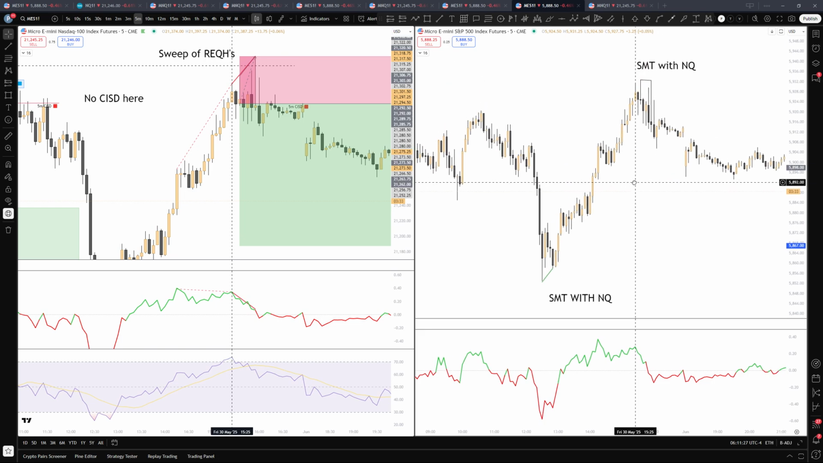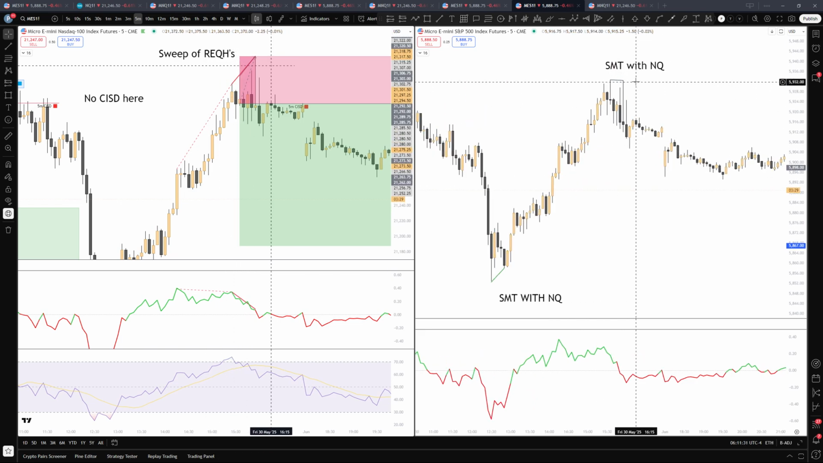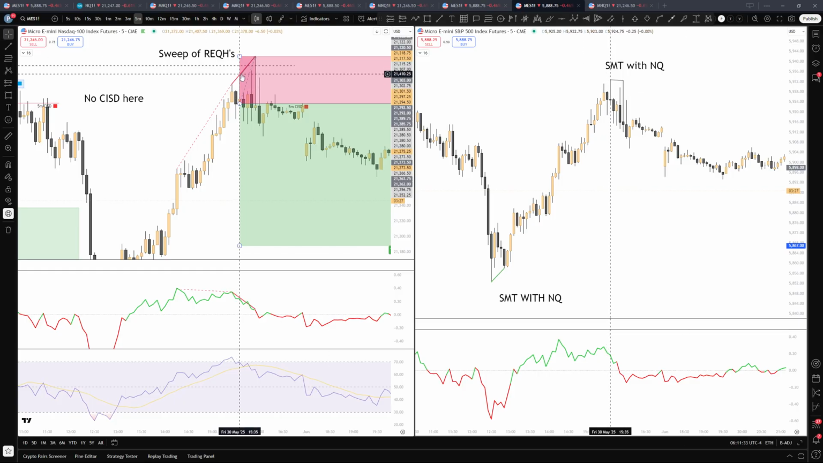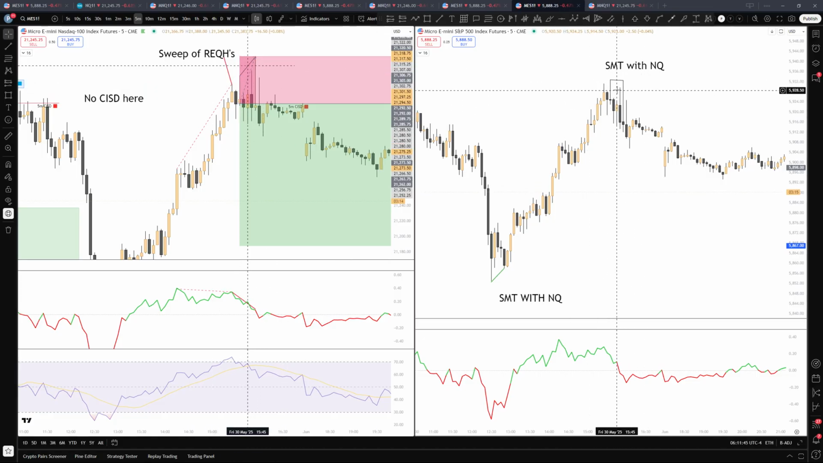Now, what we also have, if you see this black line here that I've drawn on ES, let me try and show you that. I'll take away this one for now just to get it out of the way. Oh, sorry. There. Okay. So you can see the black line is actually an SMT with ES. Okay. So now we've got change in state of delivery, SMT.